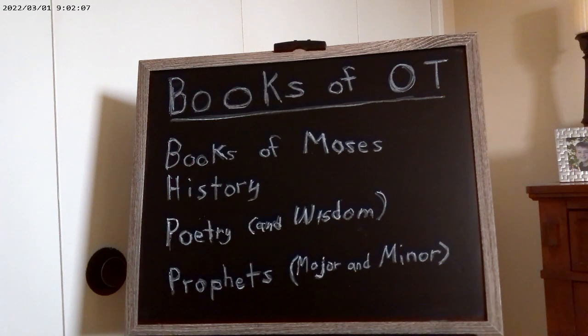Then there is a return from exile, and that is detailed to some degree in the books of Ezra and Nehemiah. Ezra especially focuses on the return and the events after that. Nehemiah focuses more on the rebuilding of the walls of Jerusalem.